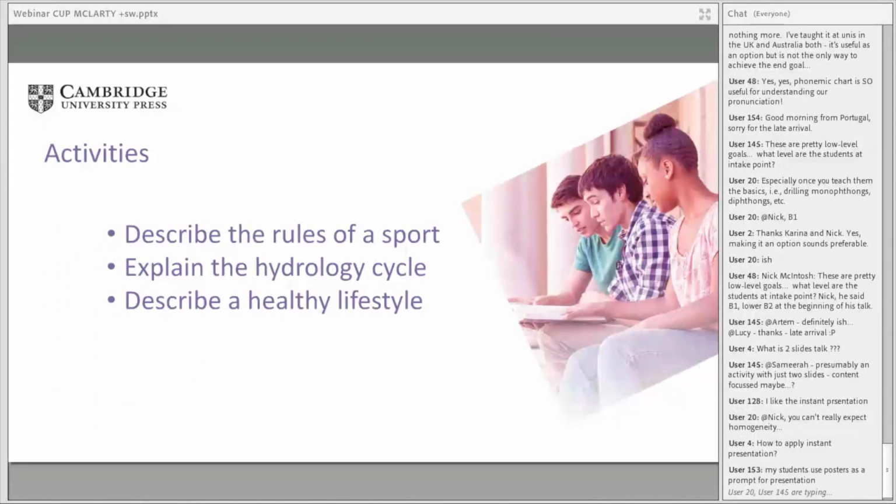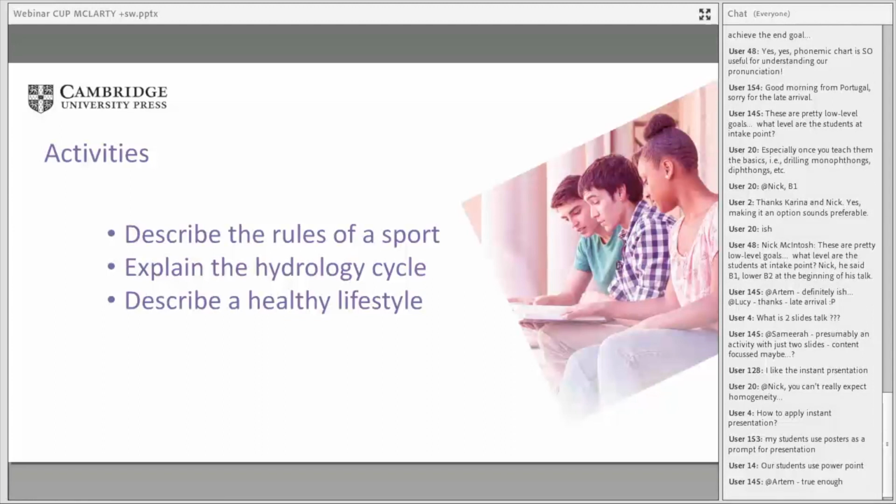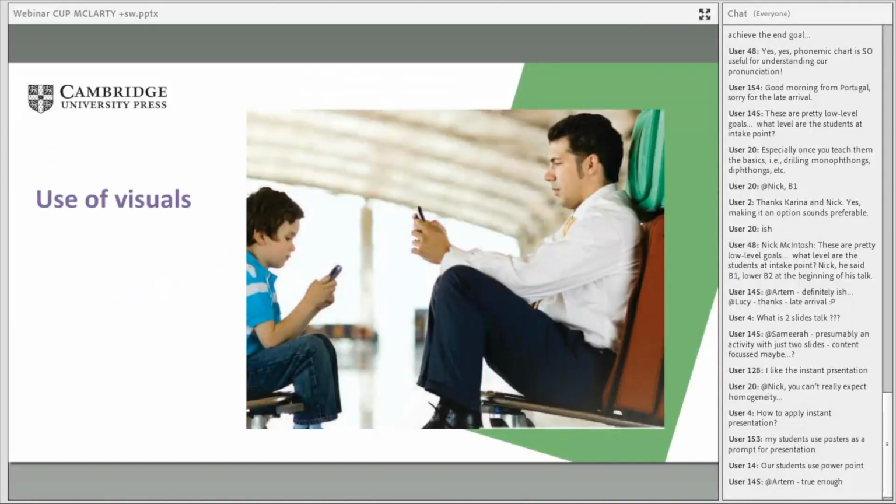And just a very simple sort of activity to get that is getting them to describe the rules of a sport, or getting them to explain the hydrology cycle, getting them to describe a healthy life cycle. These talks can take 2 to 3 minutes, but again, at this B2 level, they're incredibly useful tools for just building their confidence, building their ability to logically string ideas, opinions, and facts together.